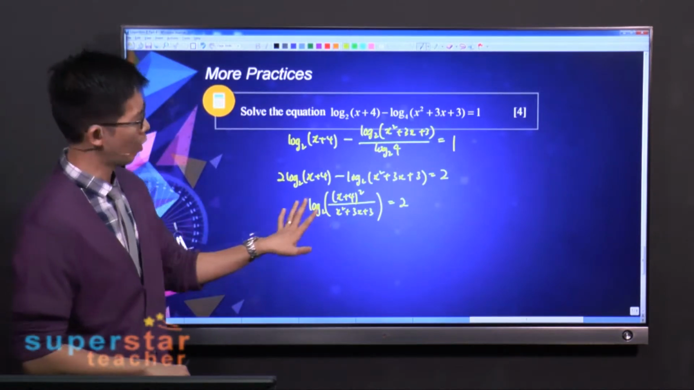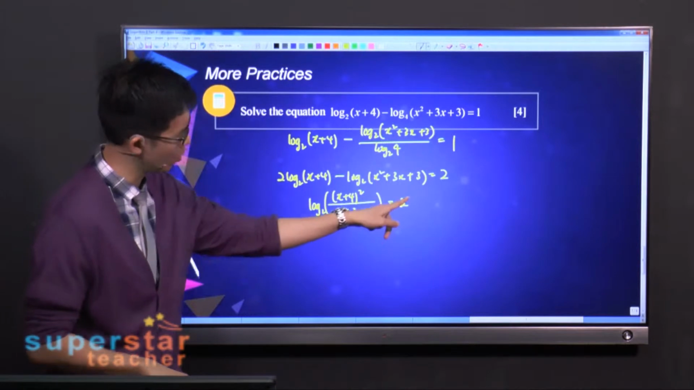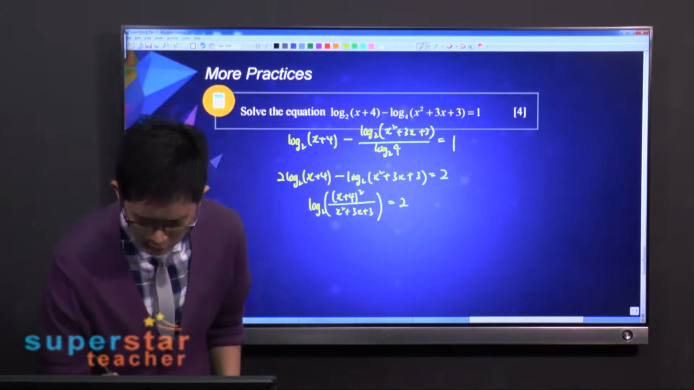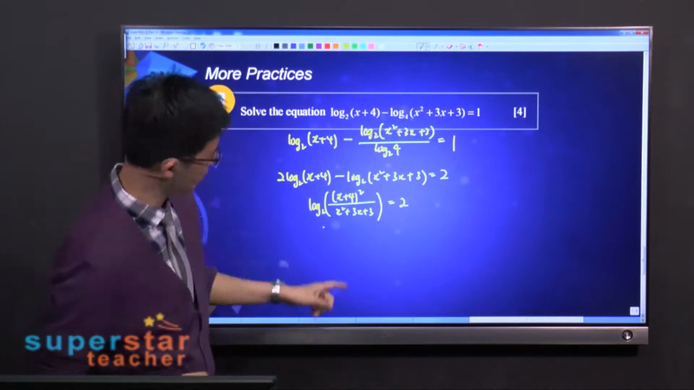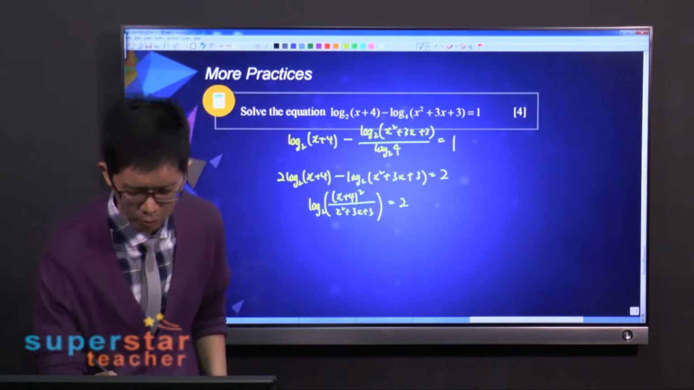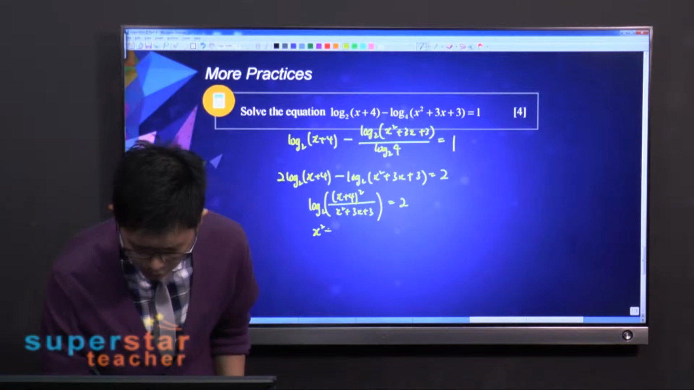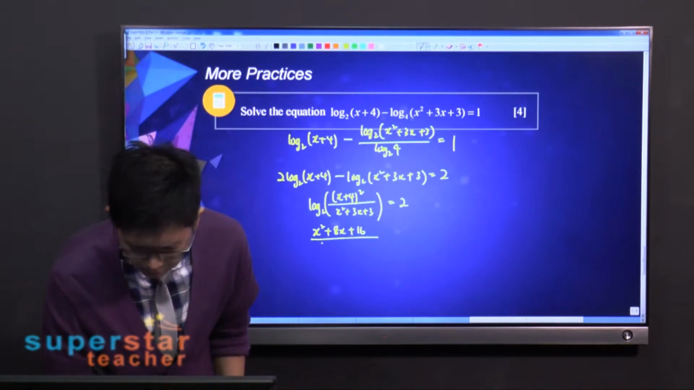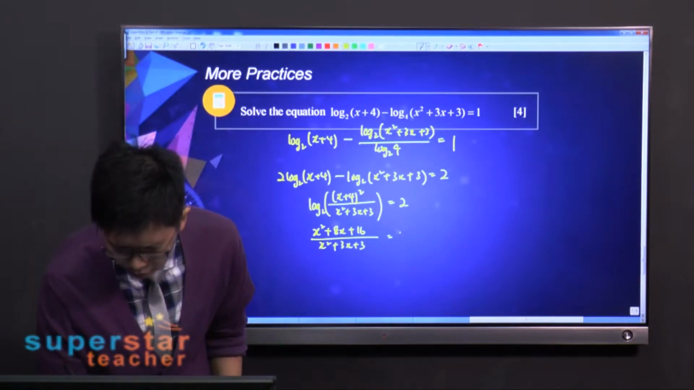So what we end up with here is a familiar situation, which is what we call anti-log. One side has log, one side has no log, so we can do the anti-log, so the base kicks over. The 2 becomes the power, so you do the power of 2. Of course I'm also going to expand the numerator, so do all this at the same time: x squared plus 8x plus 16 over x squared plus 3x plus 3 equals 4.